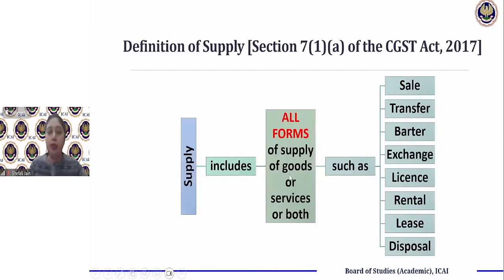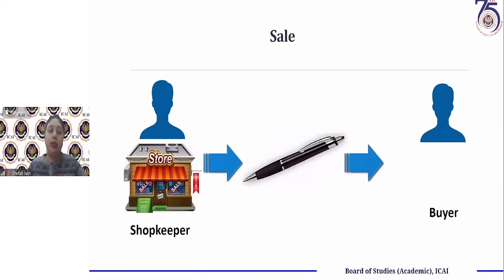So supply of goods or services, we have seen what is goods, what is services. And then we come to what is the illustrative form of supply? So these are the 8 illustrative forms of supply. One by one, we will discuss each of them. First is sale. When can we term a particular transaction as sale? When there is a transfer of ownership from one person, from seller to buyer.